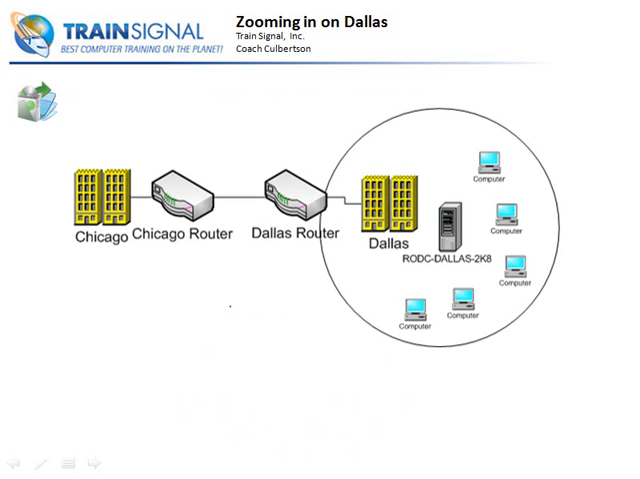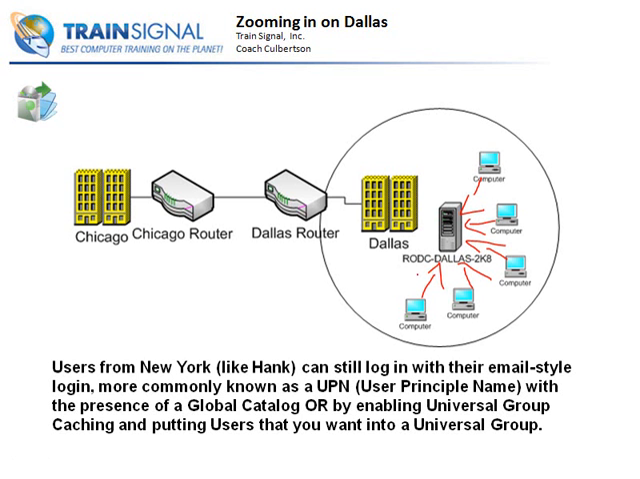If we were to zoom in on Dallas, this is what it would really look like. Now we have this Chicago site, right? Well, in Chicago, you're going to have a router. You're going to have a router also in Dallas. Now, in the Dallas site, we have this RODC Dallas-2K8, and users can use these computers to log in to the na.globalmatics.com domain quickly and easily and have a good experience doing so as well. Now, here's the thing, okay, and I want you to understand this. When you have a branch office like this, and you have users coming from an entirely different site, users from even New York, by the way, can still log in with their email style logon. And by the way, it's more commonly called, I think I mentioned this to you just a little bit earlier in this video.